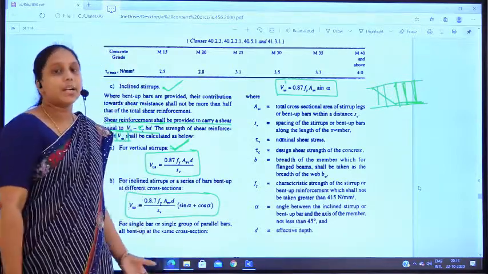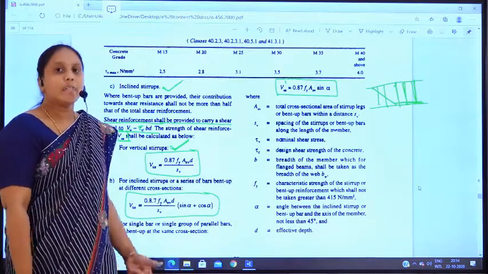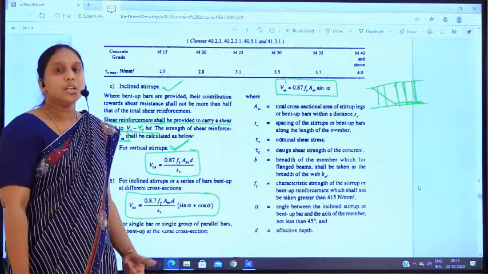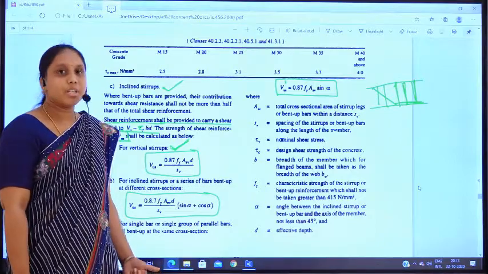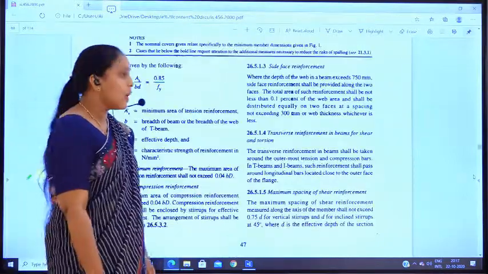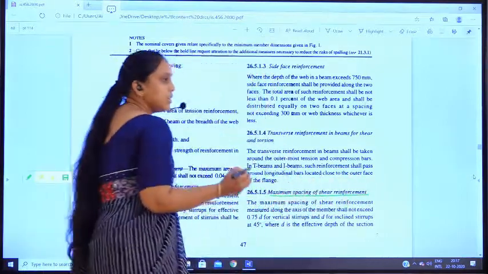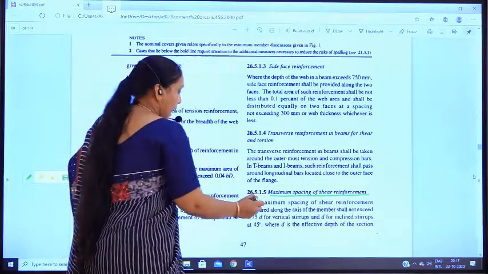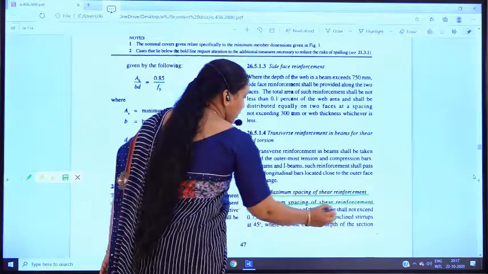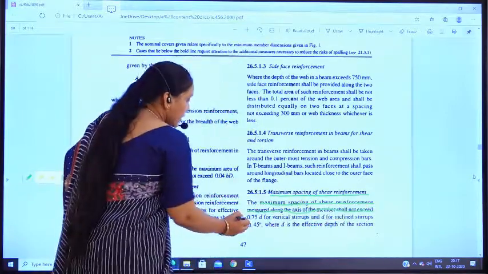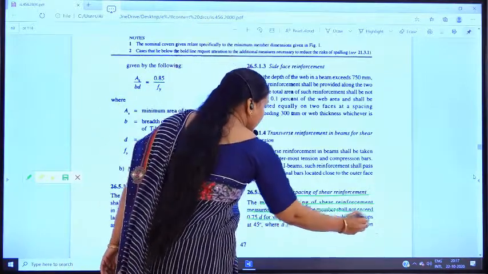And after calculating the shear reinforcement, the next step, or the last step, is to check the shear reinforcement. Now let us see what equations we will use for checking the shear reinforcement. So now let us see the check: the maximum spacing of shear reinforcement. The maximum spacing of the shear reinforcement along the axis of the member shall not exceed 0.75 D for vertical stirrups and D for the inclined stirrups.